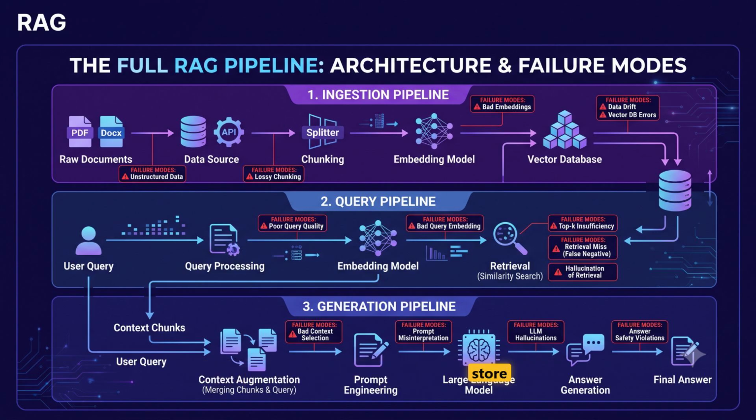This database doesn't store text, it stores geometry. It must run HNSW algorithms for approximate nearest neighbor search just to keep up with your queries. When a question comes in, the whole factory reverses, starting at the number 2 panel, the query pipeline. A user query on the left gets instantly transformed by that same embedding model on the right.